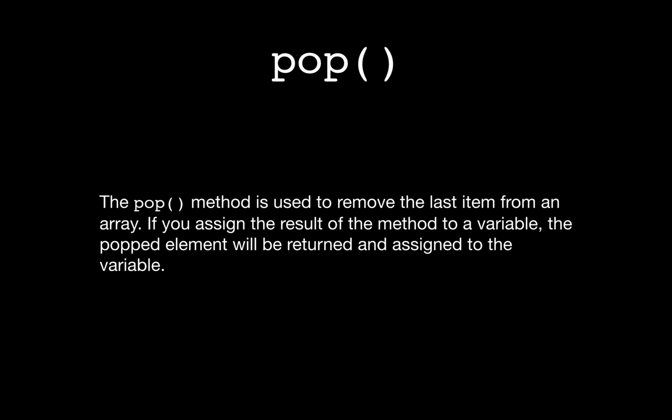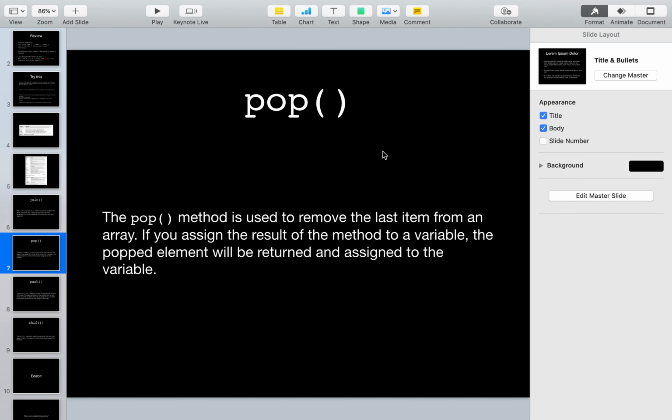So this is join. Now we have pop. The pop method is used to remove the last item from an array. If you assign the result of the method to a variable, the popped element will be returned and assigned to the variable. So what does that mean? Let's take a look.